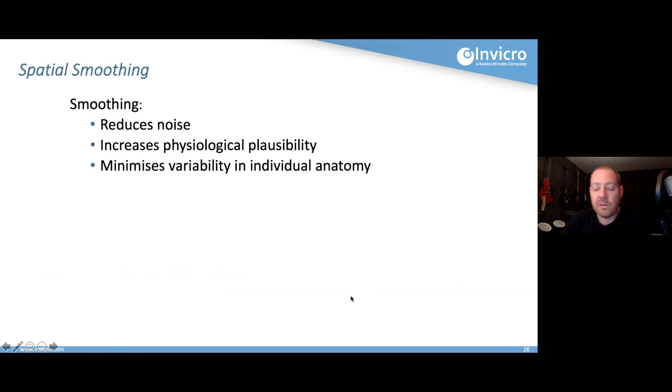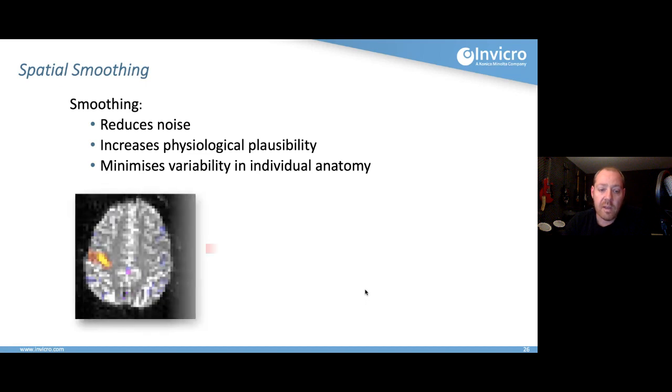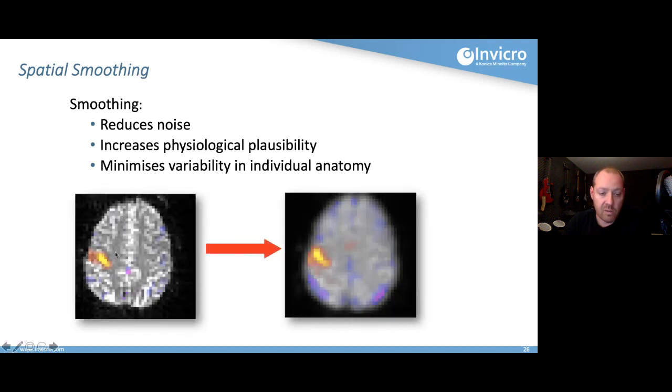The next process that you might do is spatial smoothing. So this is quite simple. This is where you just take your nice, clear, high resolution functional data and you stick a great big blurry filter over it and blur it to hell. Why would you want to do that? Well, several reasons. It actually helps reduce random noise. It increases the physiological plausibility. So we know that the brain activates in clusters, if you like.